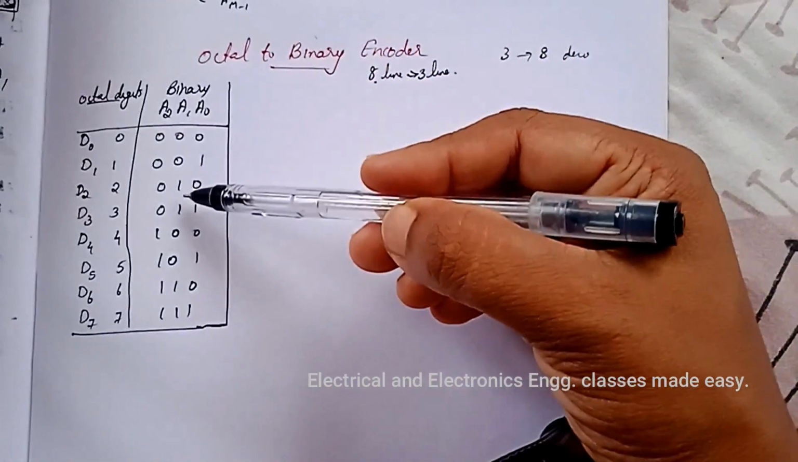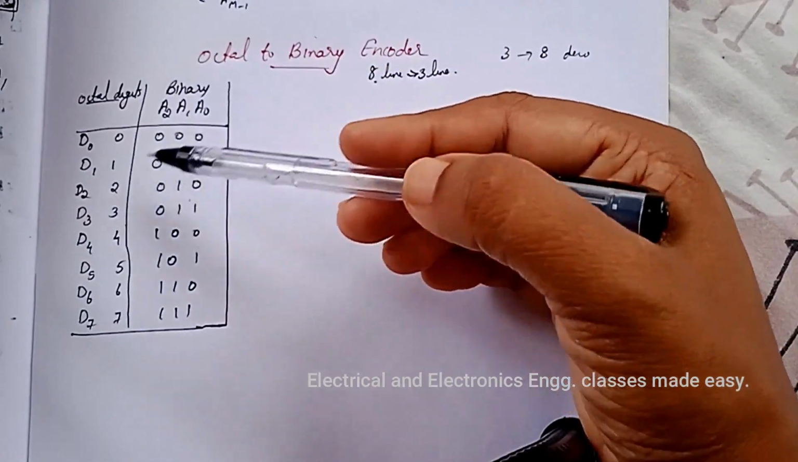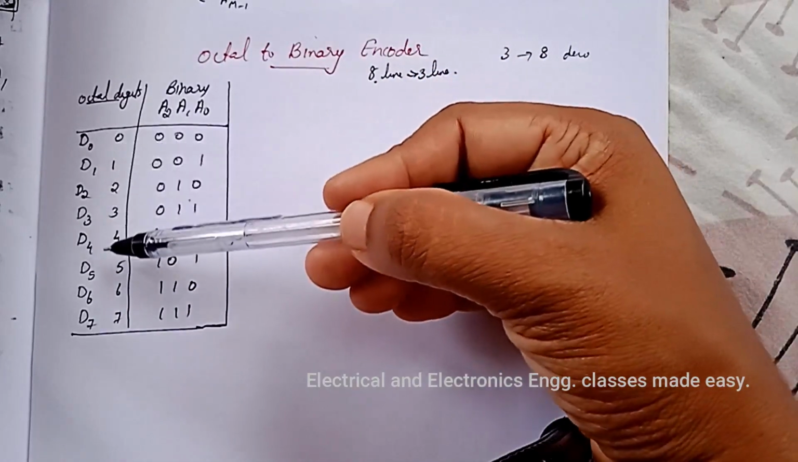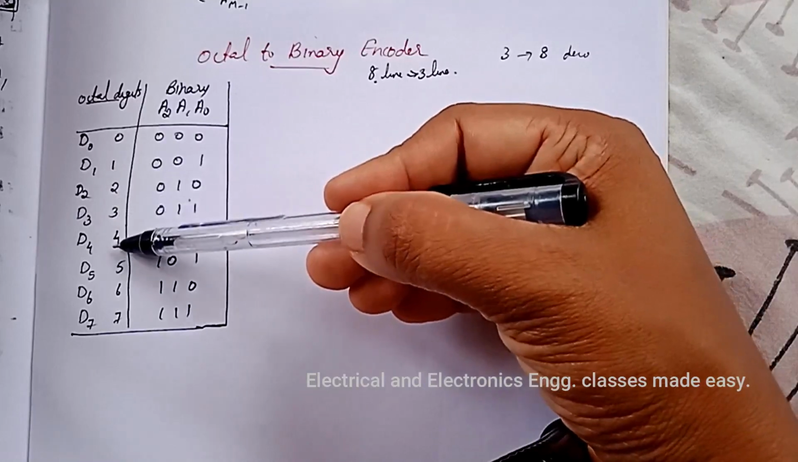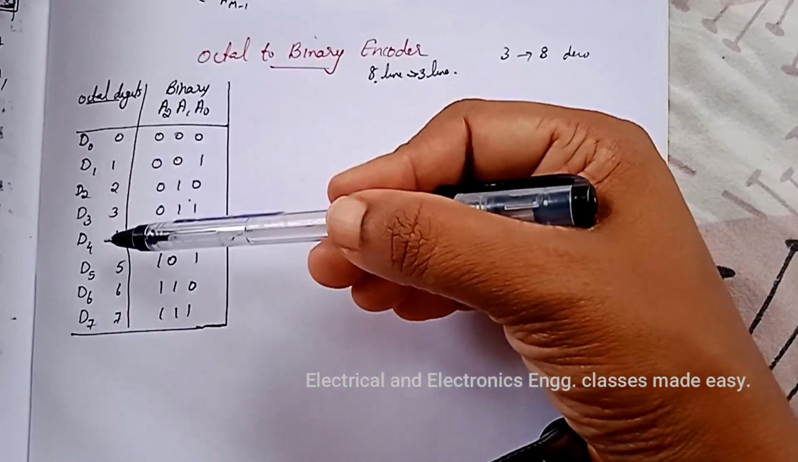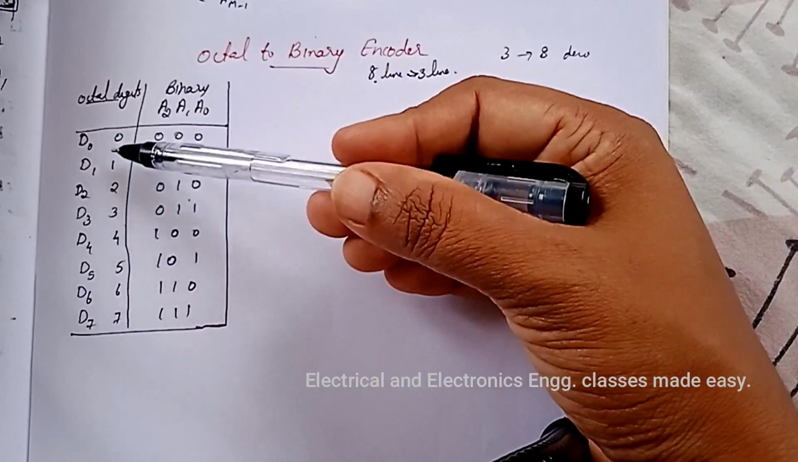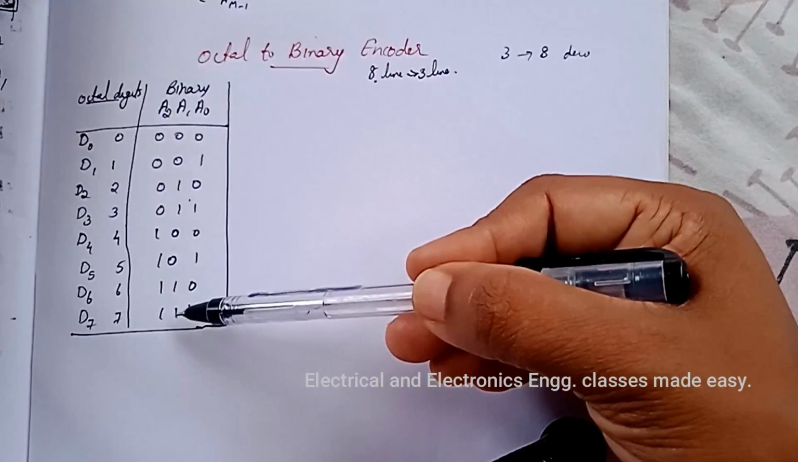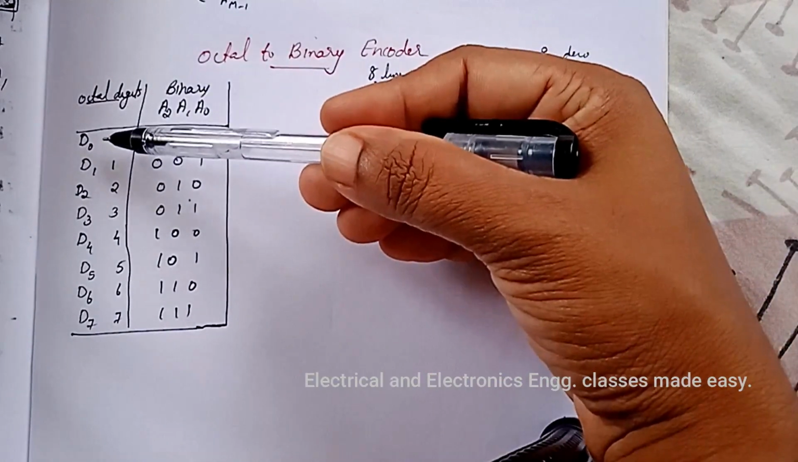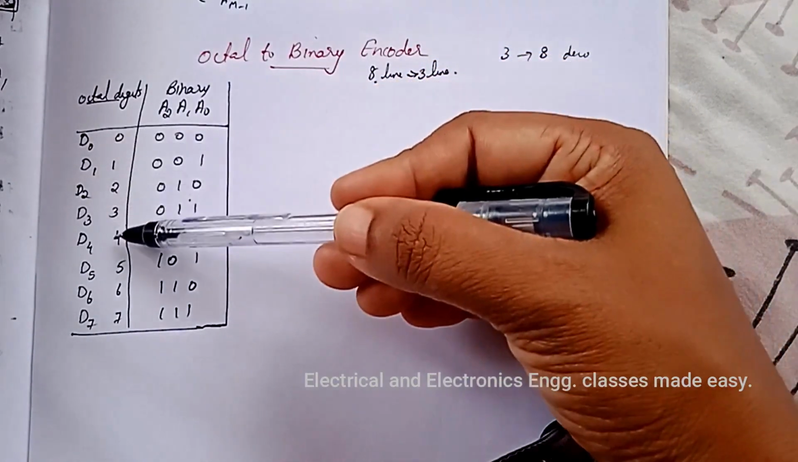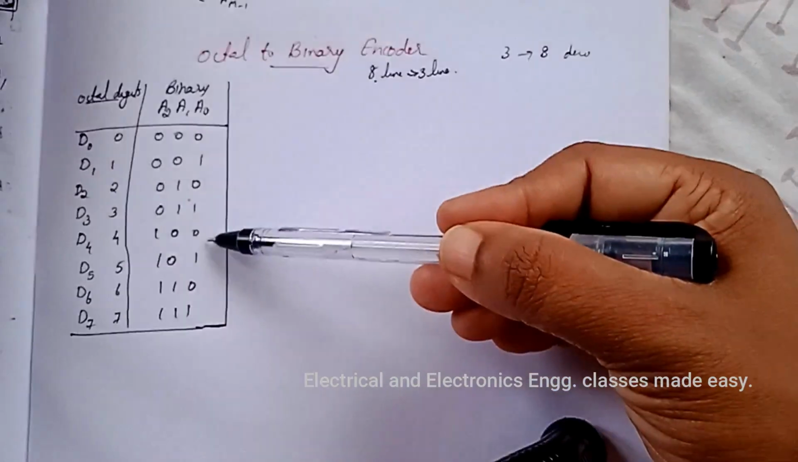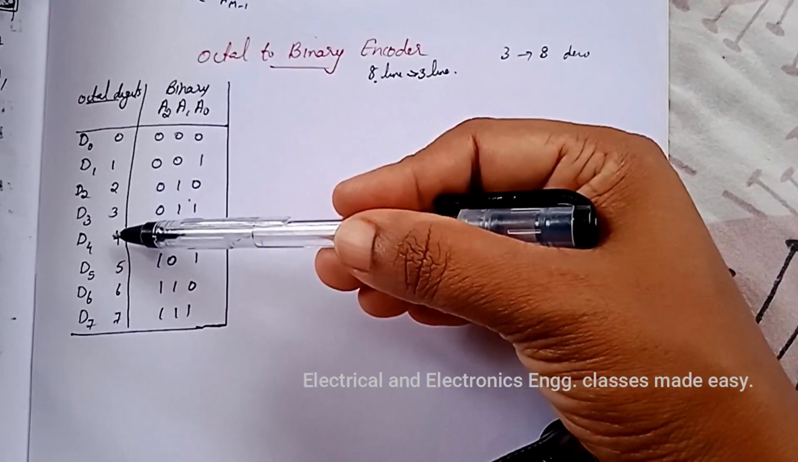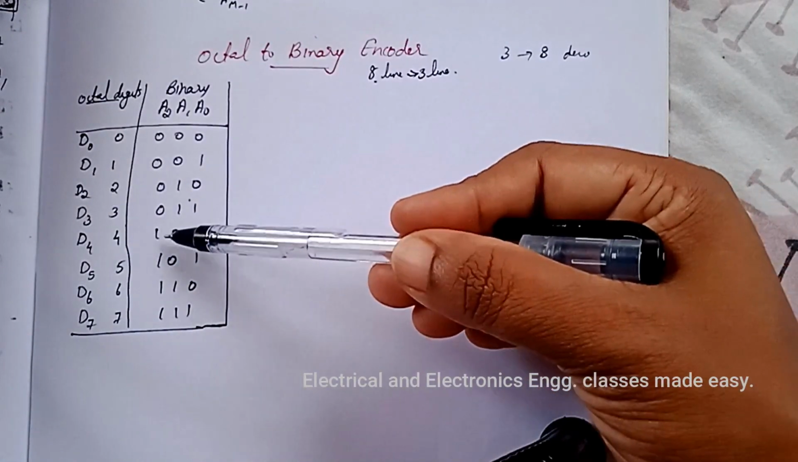So this is the truth table for octal to binary encoder. These are the inputs, that is, octal numbers 0, 1, 2, 3, 4, 5, 6 and 7 are the inputs, and only one of these will be activated. According to which input is activated, we get the output. That is, if 4 is activated, then we will get the output as 100.